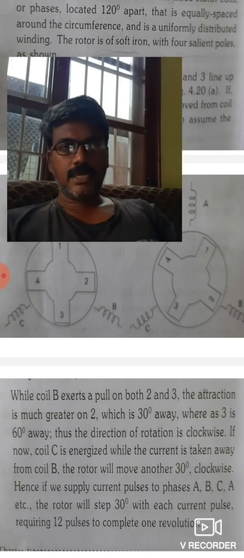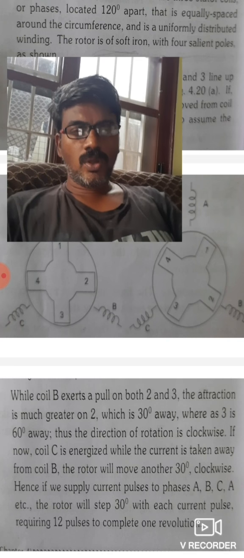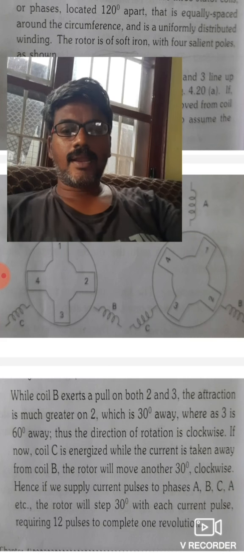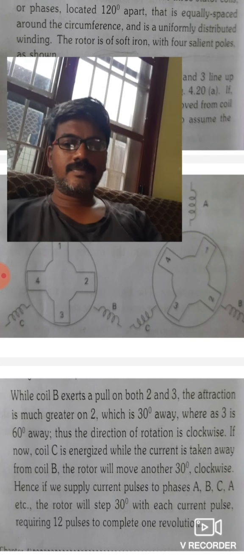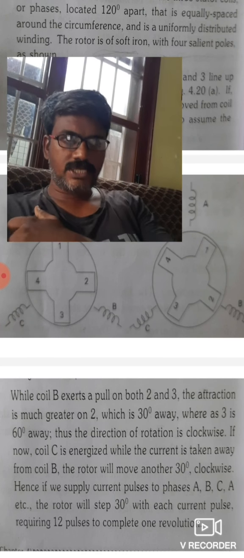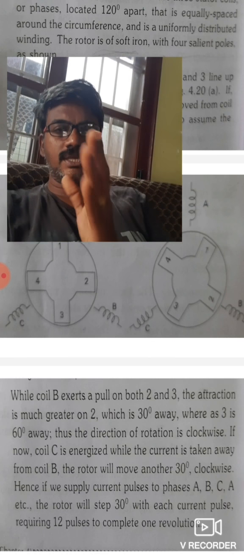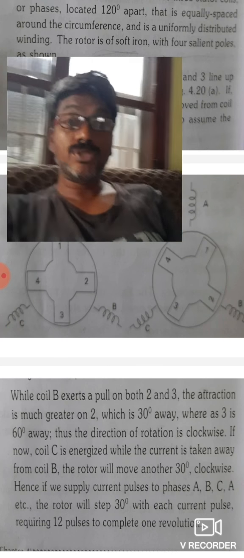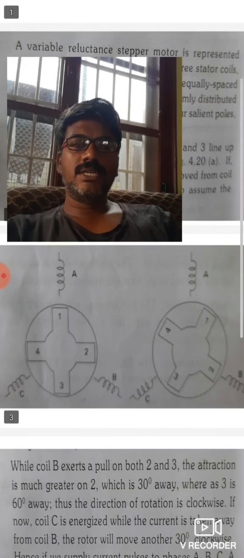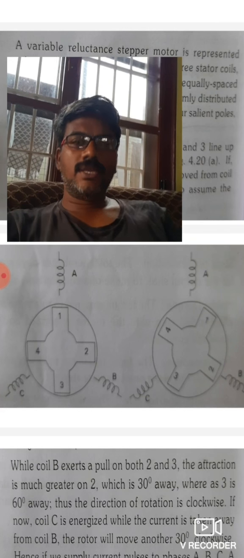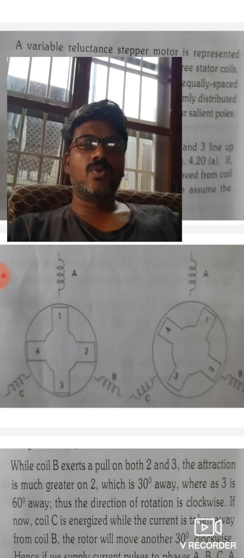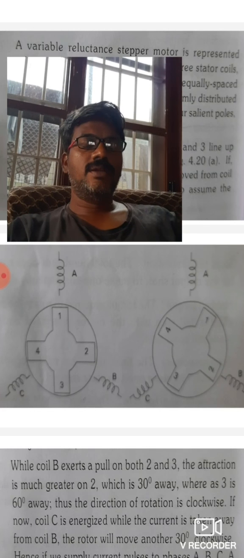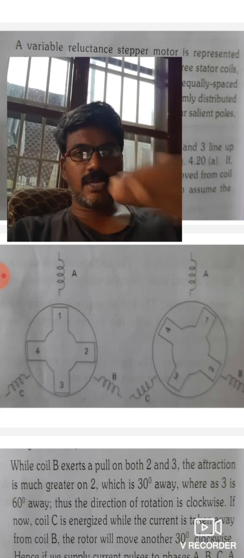Suppose you want to rotate the rotor in another direction, right, in the anti-clockwise direction. Then first you give the excitation to A, after that give excitation to C instead of B. Then what happens? If you excite C, pole 4 is very near to C when compared to 3. Then pole 4 will be attracted by C.